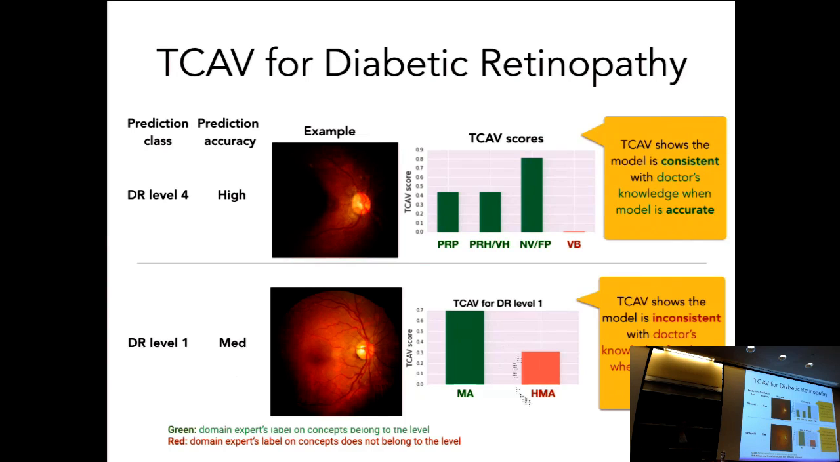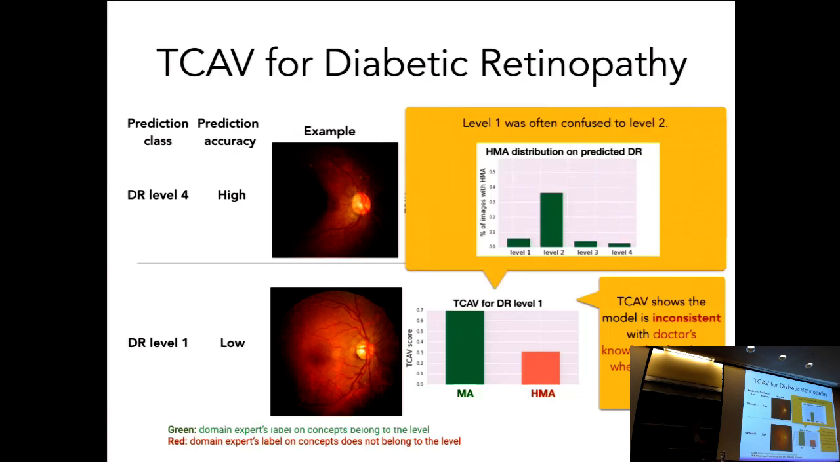We learned that this type of concept, a type of hemorrhage, which when you look at the retina images is like a blood vessel that's kind of blown up, showed that to predict level 1, the model was using a concept it shouldn't be using. We were like, oh, why is that? Well, DR level 1 is often confused with DR level 2, which is the next most severe level of DR. And in DR level 2, HMA is one of the most prevalent features. So TCAV is correctly pointing out that the model is using a feature that is important for another level, not my level.